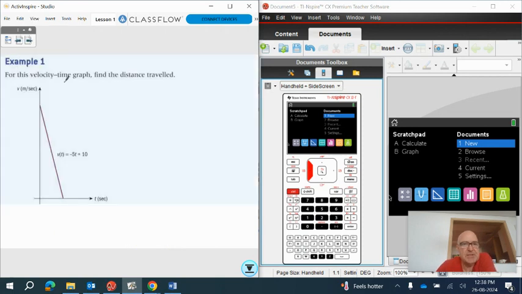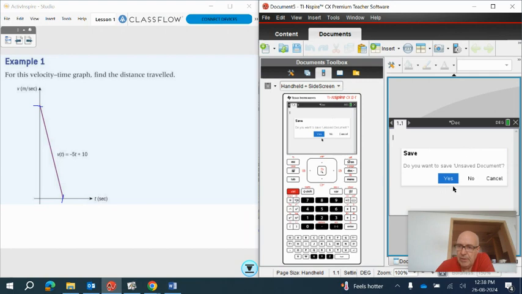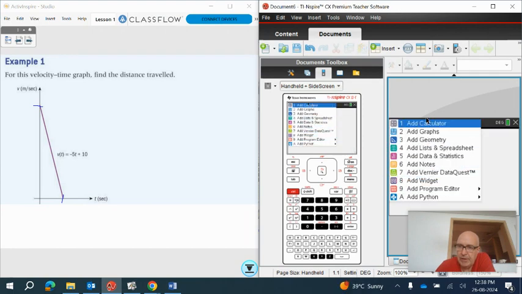Okay, so we've got a velocity time graph here, and we need to find the distance traveled. So what we need to do is find the shape of this triangle. In order to do that, we need to find the height to here, and we need to find the length of the base. So let's just use our calculator for that one. We'll have a new calculator.